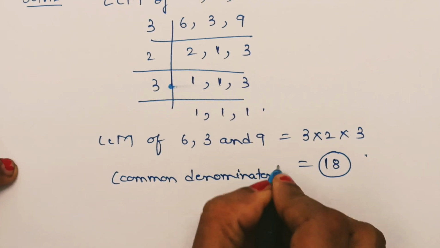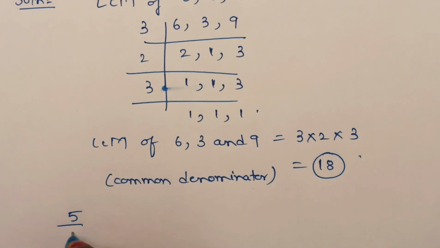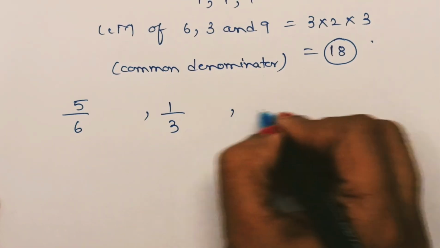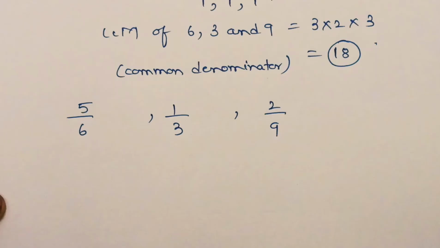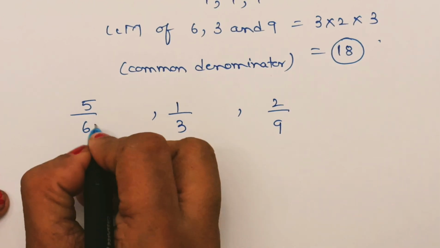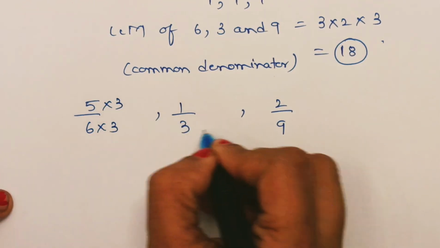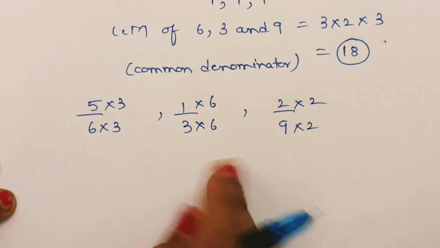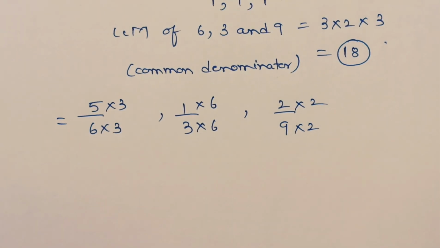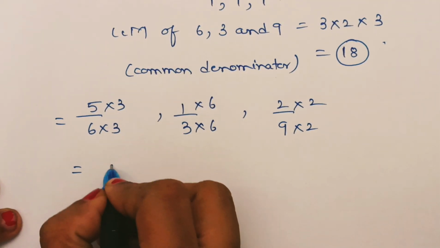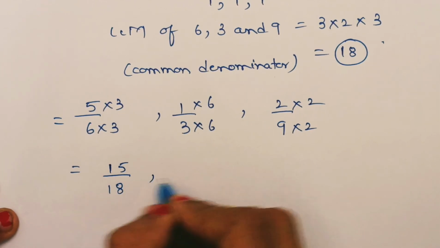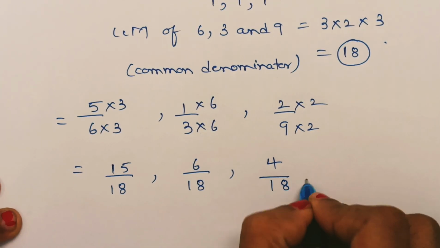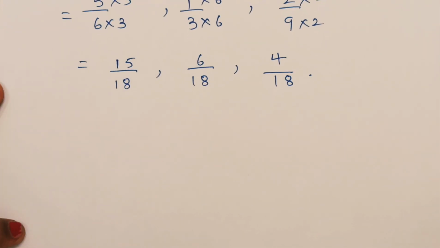So how to find out? Note down the question again. 5 by 6, comma, 1 by 3, comma, 2 by 9. Make the denominator as 18. So into 3, into 3, into 6, into 6, into 2, into 2. So this is nothing but your equivalent fractions. So 15 by 18, 6 by 18, 4 by 18. Did you understand? Now what is the question?